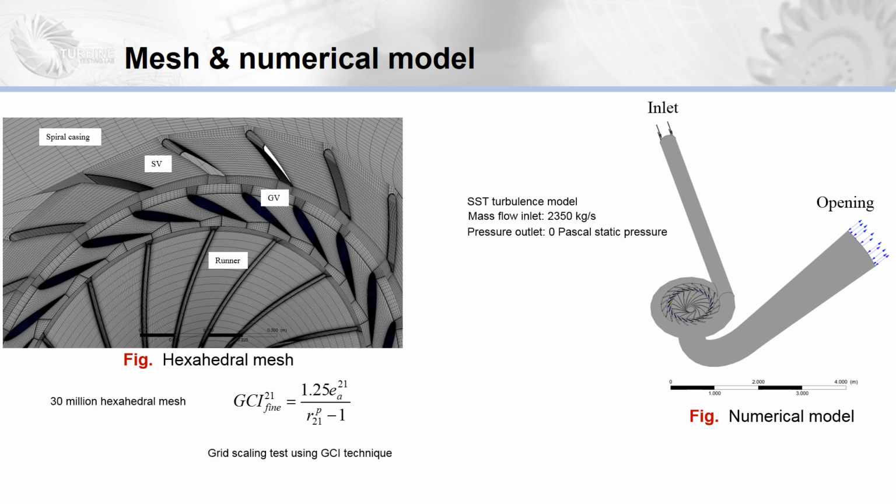At the inlet, a mass flow rate of 2350 kg per second, normal to the spiral casing inlet, was used. All the walls, such as the spiral casing, stay vanes, guide vanes, runner blades, and draft tube walls, were specified with a no-slip boundary condition. At the inlet, 5% turbulence intensity was used, and for this study, the shear stress transport model was used as the turbulence model.